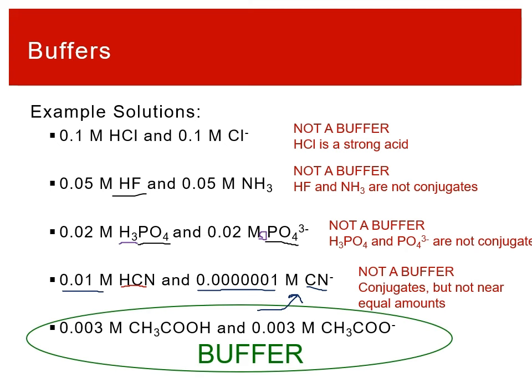So finally, this is a buffer. In order to make a buffer, you have the conjugate pair. So you can see we have our acid, it's acetic acid, and then we have the conjugate, the acetate, and then importantly, we can see 0.003, 0.003. They're not high, but importantly, they are very similar. These are near identical, meaning that this solution is a buffer.